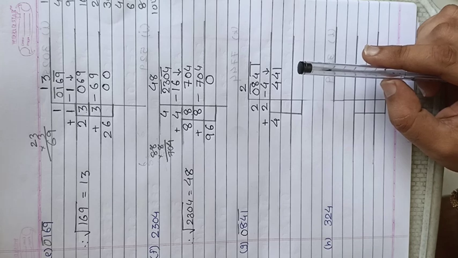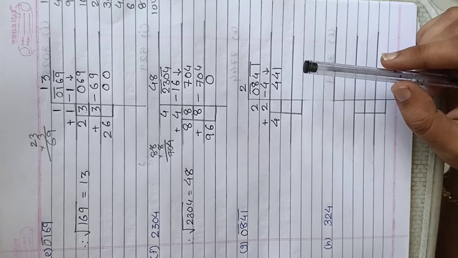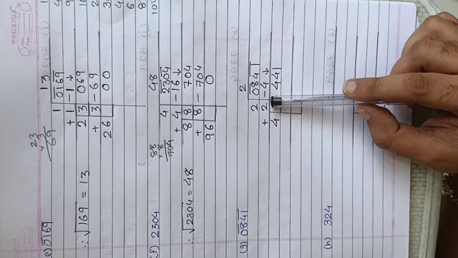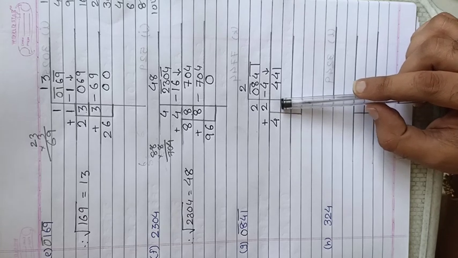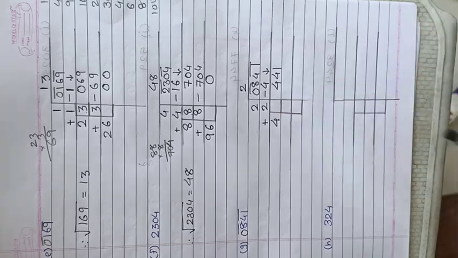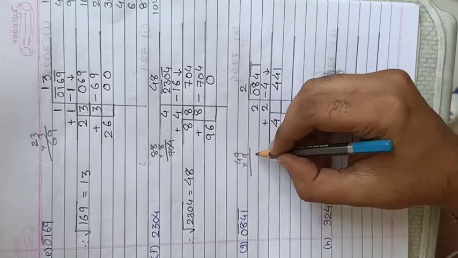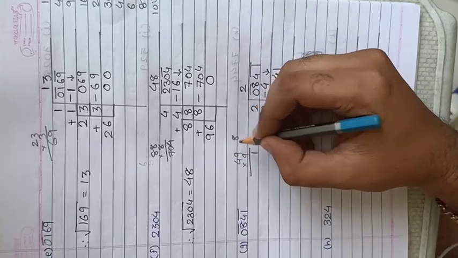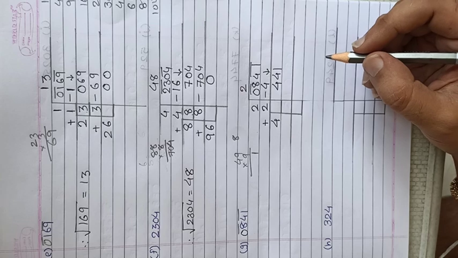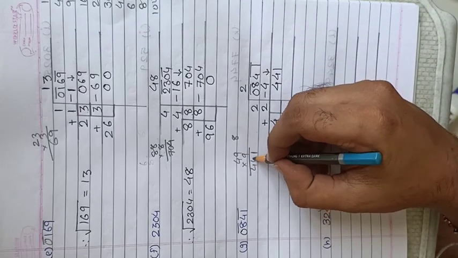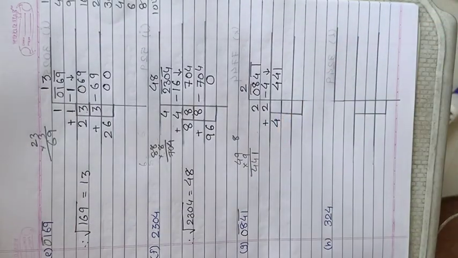Now the previous number is 9. So if you write 9 here, then you have to multiply with 9 itself. So 49 into 9. First we will check whether it is correct or not. So 49 into 9. 9 9s are 81. 9 4s are 36. 36 and 8 is 44. So it's 441, which is accurate.